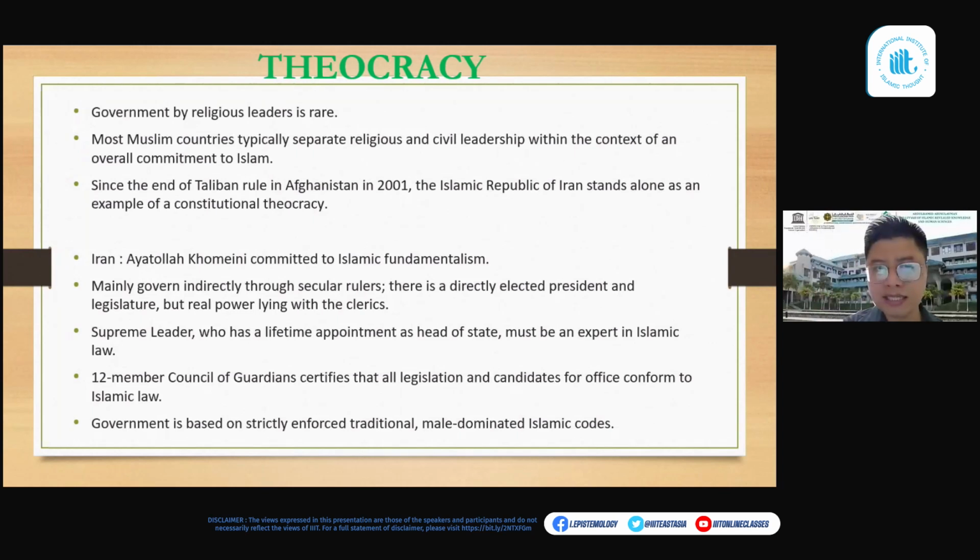That's why here it says, since the end of Taliban rule in Afghanistan in 2001, a nearer model of a theocracy state or Islamic theocracy state would be Iran. Why can Iran be considered the nearest one? Number one, it is led by an Islamic leader, all right, by a religious leader. Yes, at the same time, they are still run by a lot of secular officers.